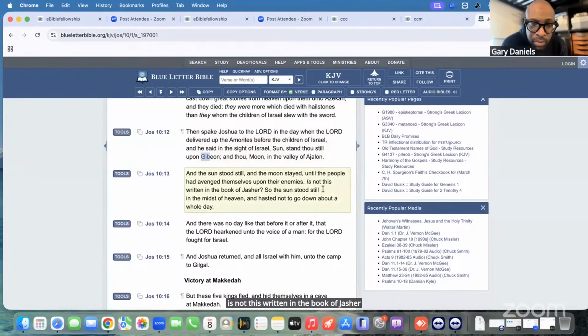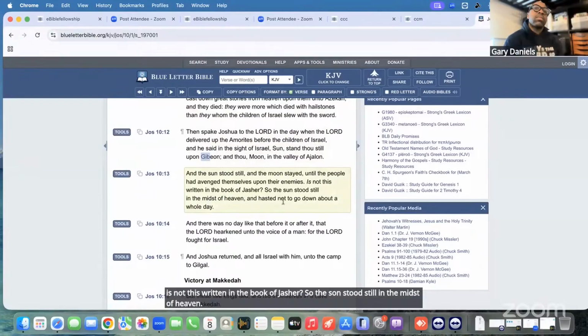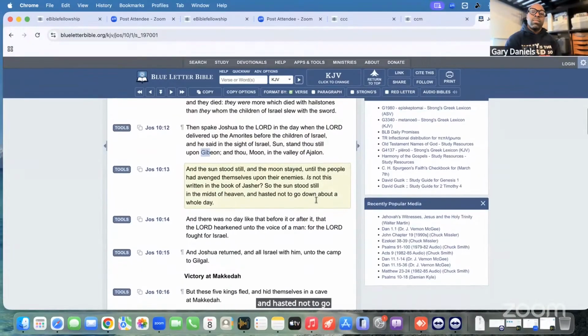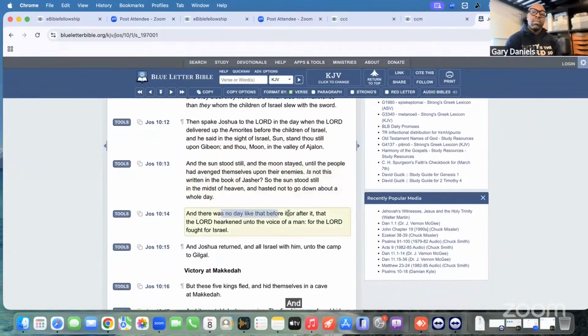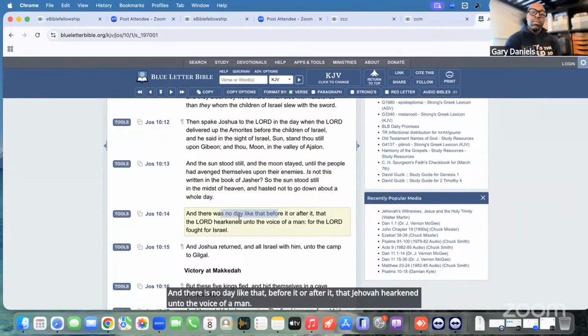So the sun stood still in the midst of heaven, and hasted not to go about a whole day. And there is no day like that, before it or after it, that Jehovah hearkened unto the voice of a man, for Jehovah fought for Israel.